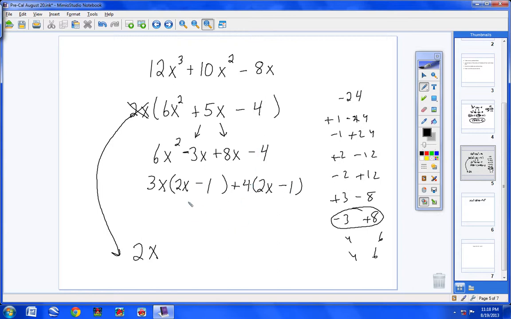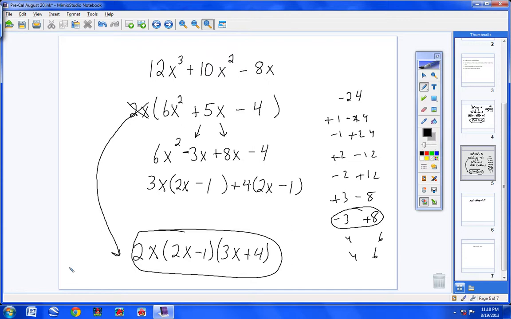Your parentheses match. I'm going to jump down here right beside the 2x. I'm going to put 2x minus 1. And then I'm left over with 3x plus 4. And there we go. Look at that. We factored another problem. Good job.